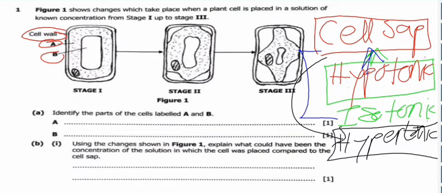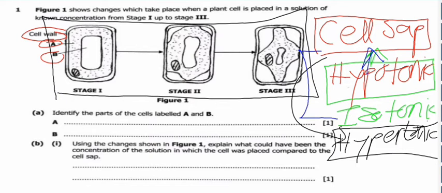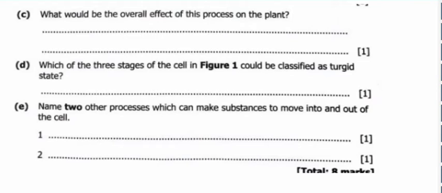What would be the overall effect of this process on the plant? As you can see, this is just the process of plasmolysis. When a plant undergoes plasmolysis, it is going to be dehydrated. That dehydration is going to lead to the plant becoming wilt. So the overall effect here is just going to be dehydration. So we can just say dehydration.